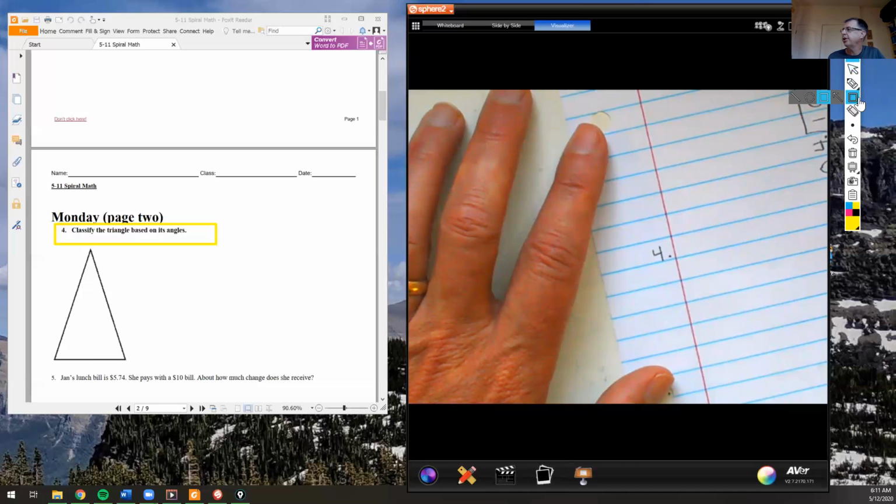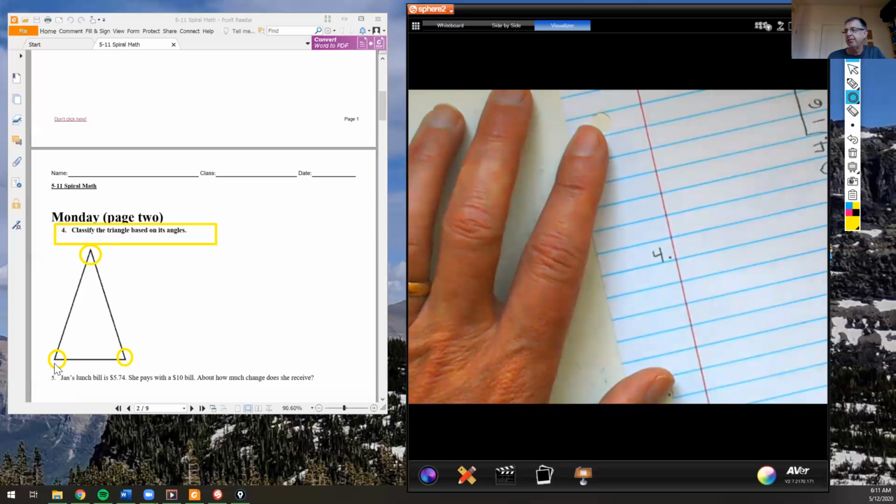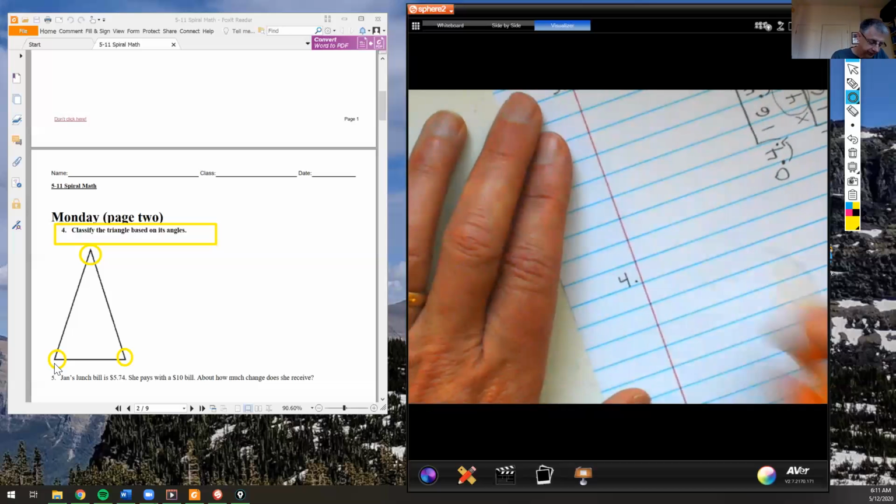And when I look at each one of the angles, I notice that each one is less than 90 degrees. Each one is an acute angle. And because all of them are acute, meaning that they're smaller than 90 degrees, this makes it an acute triangle.